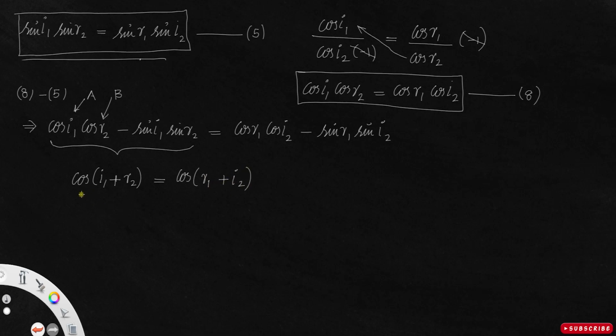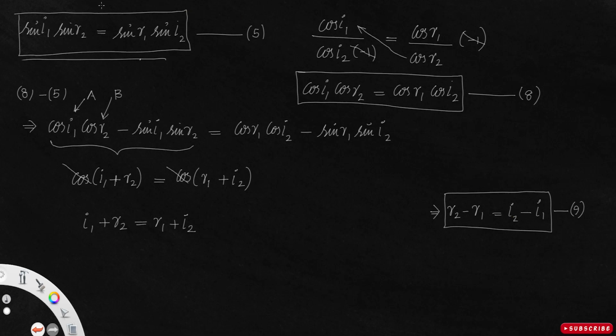Clear? When cos A equals cos B, you can write A equal to B. So you can remove this cos. So I1 plus R2 is equal to R1 plus I2. So let me write it here, R2 minus R1 equal to I2 minus I1. Call this as equation number 9.